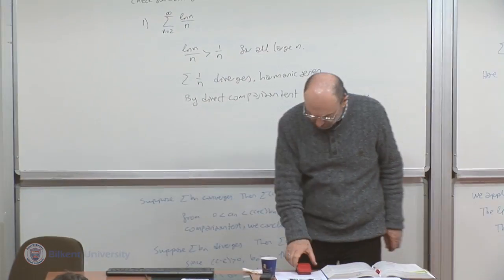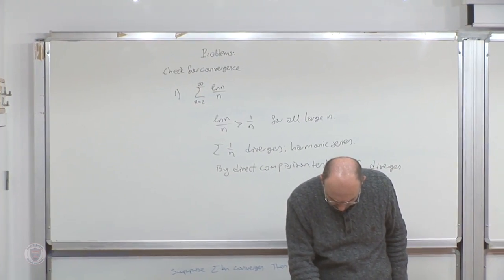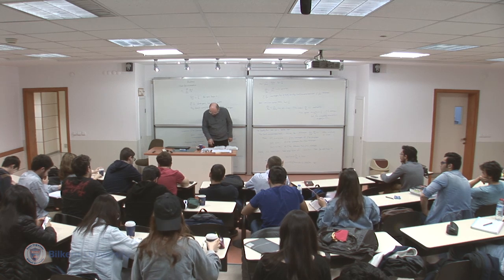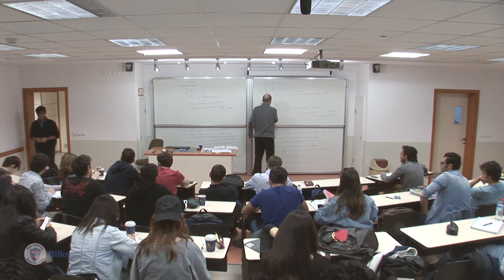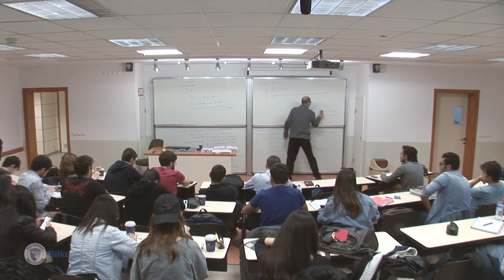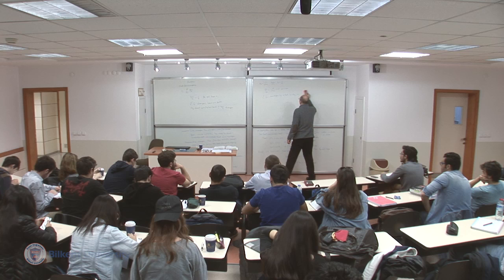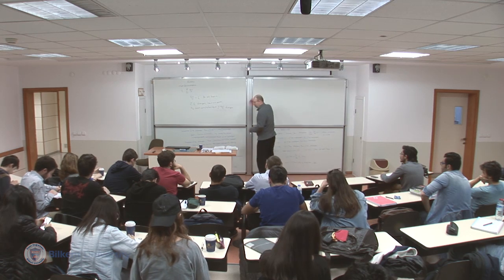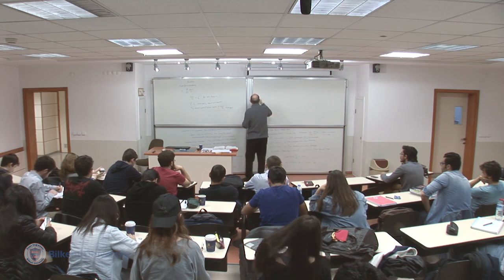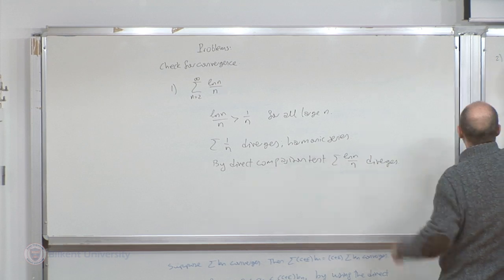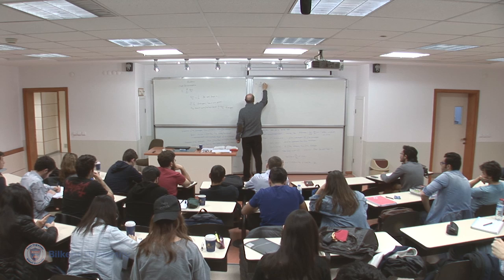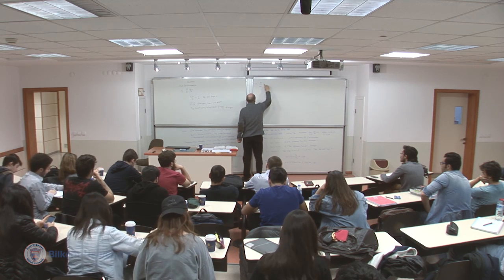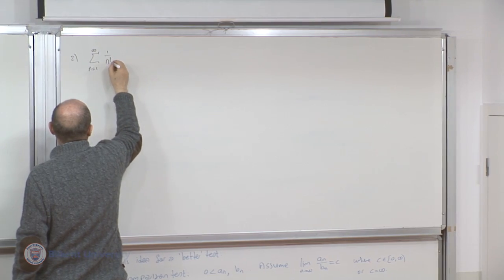So what other common problems do we have? This one is easy, and interesting. So the question is again, check for convergence: the sum from n equals 1 to infinity of 1 over n factorial.